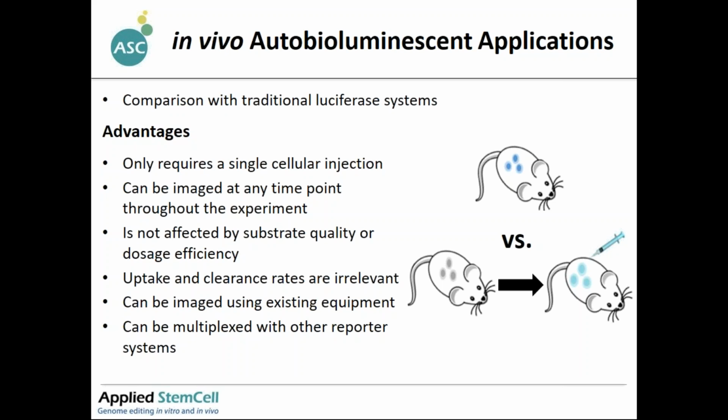And you don't even have to change your equipment because your existing equipment is good at looking at autobioluminescent signal as well. And it can also be multiplexed with other reporter systems. If you can have a different cell type expressing a fluorescent label, then you can look at them simultaneously.